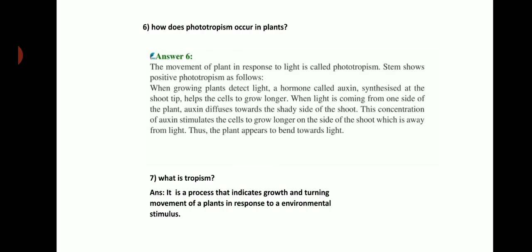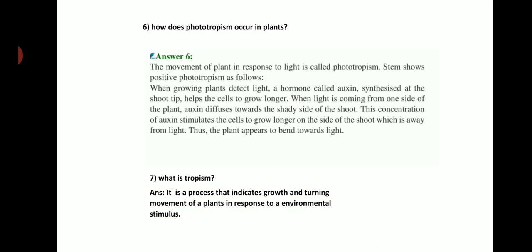So the root shows negative phototropism, but stem shows positive phototropism. Remember that. When a growing plant detects light, a hormone called auxin is synthesized at the shoot tip. It helps the cell to grow longer. When light is coming from one side of the plant, then the auxin diffuses towards the shady side of the shoot. That means here also the same mechanism.